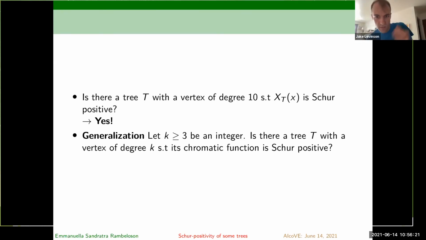I have a quick question. I was wondering if there are any constructions that, given a tree that is Schur-positive, create new, larger trees from it that are also Schur-positive. That is maybe a good idea, but I don't know. I don't know for now.